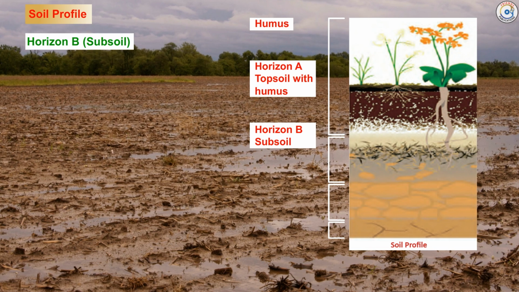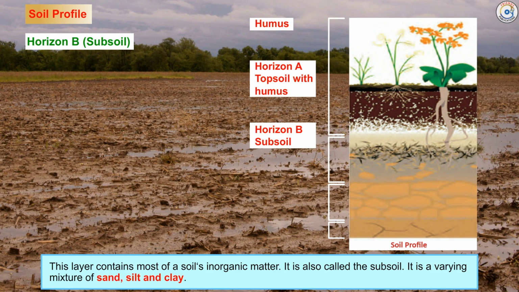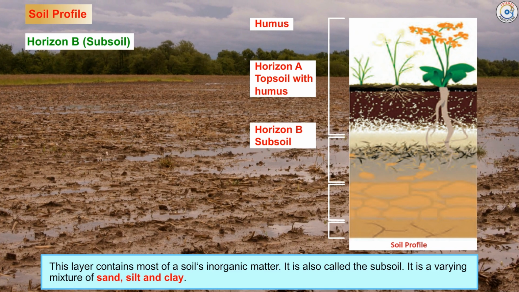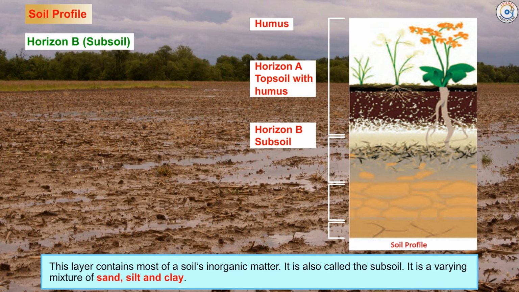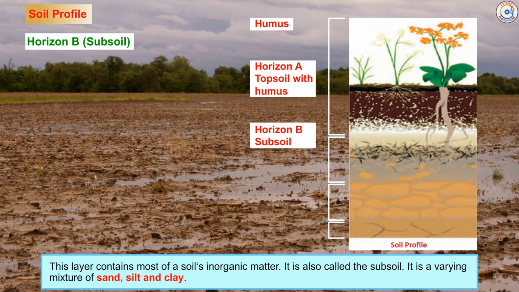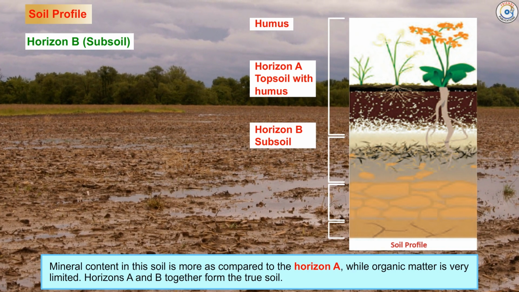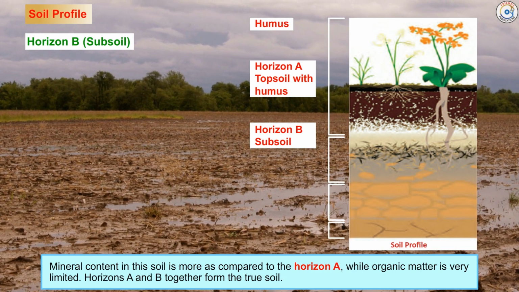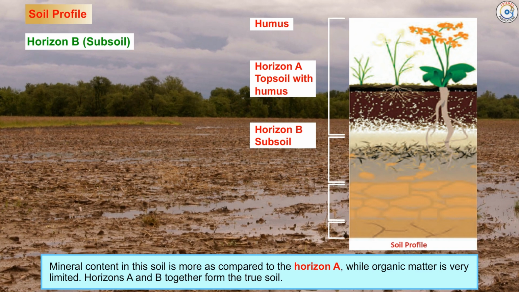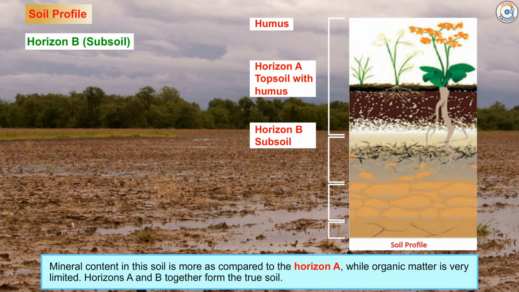Horizon B, subsoil. This layer contains most of a soil's inorganic matter. It is also called the subsoil. It is a varying mixture of sand, silt and clay. Mineral content in this soil is more as compared to horizon A, while organic matter is very limited. Horizons A and B together form the true soil.